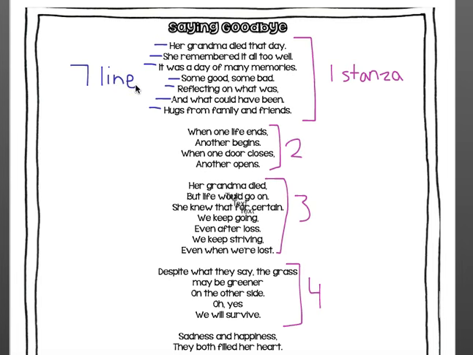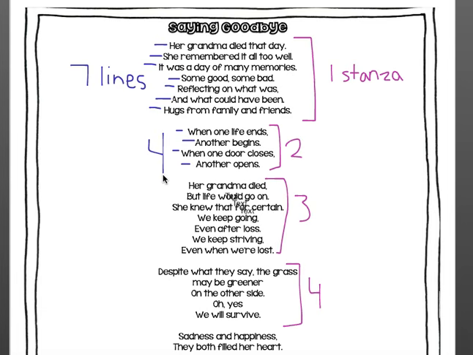And that is what lines and stanzas are. It's very simple. You don't have to read a poem to figure out how many there are. You can look at it. And if we look at our second stanza, there's 1, 2, 3, 4 lines.